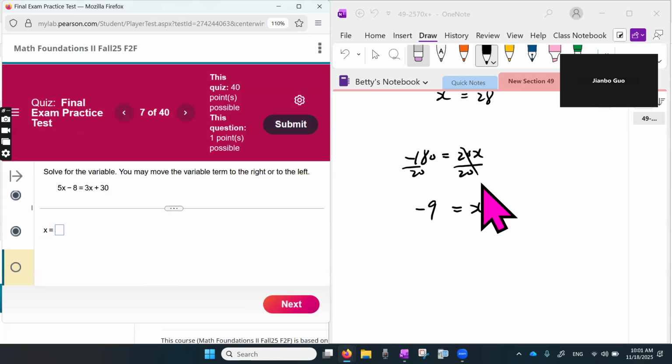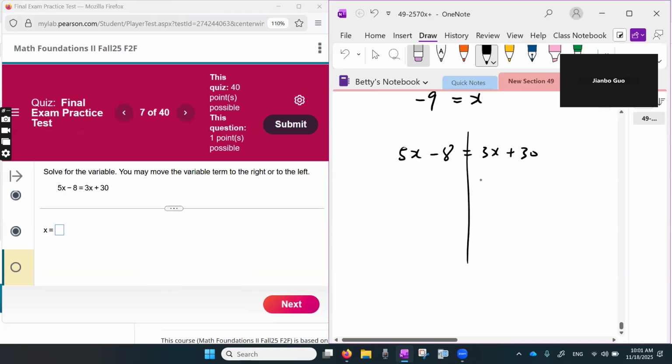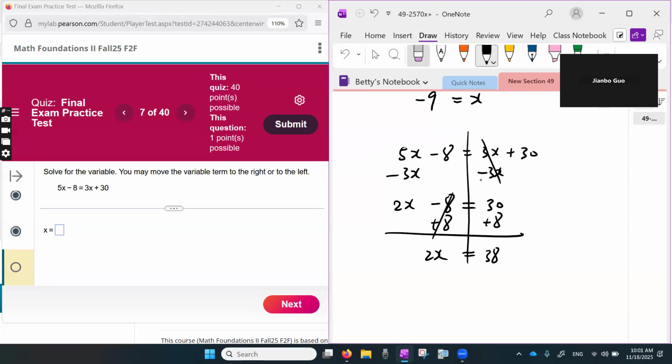Solve this equation. Okay, so we have 5x minus 8 equals 3x plus 30. Minus 3x from each side, we won't have x anymore on the right side. The right side is 30. The left side, 5x minus 3x, 2x, minus 8. And then we add 8 to each side. We have 2x on the left side, on the right side, 30 plus 8, 38. Divide by 2, divide by 2, x equals 19.